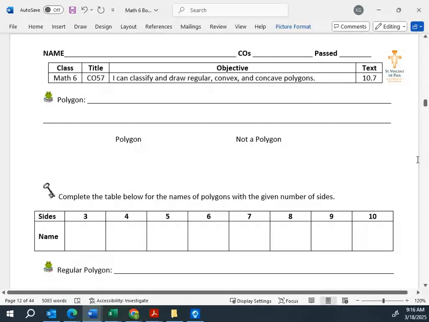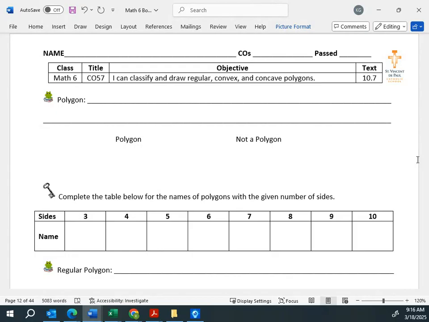Good morning. Today we are working with CO57. I can classify and draw regular, convex, and concave polygons. So we're working with those shapes still. We talked about triangles, we've talked about quadrilaterals. Now we're going to be working with lots of different numbered sides. So first thing we want to know is what those polygons are for classifying them.